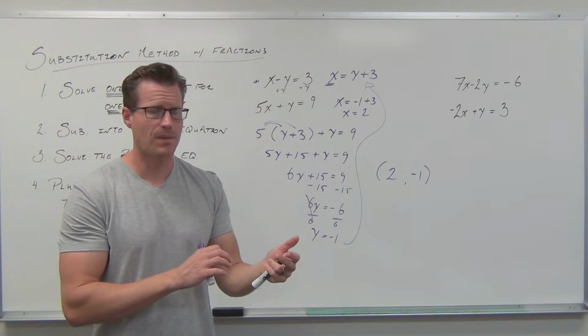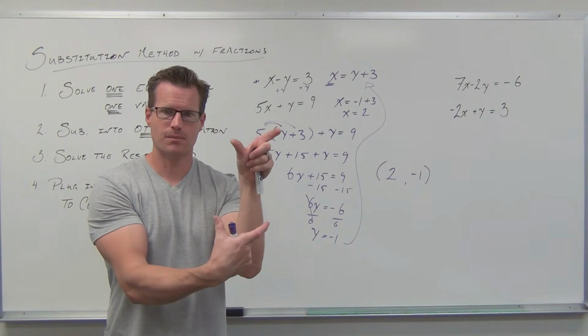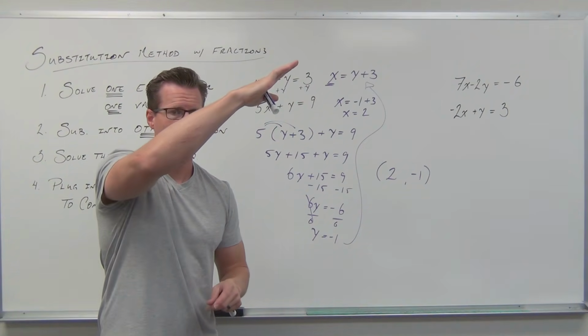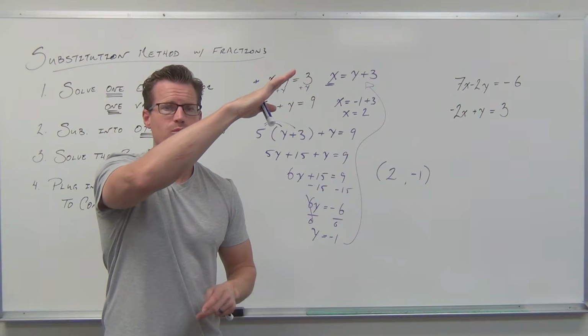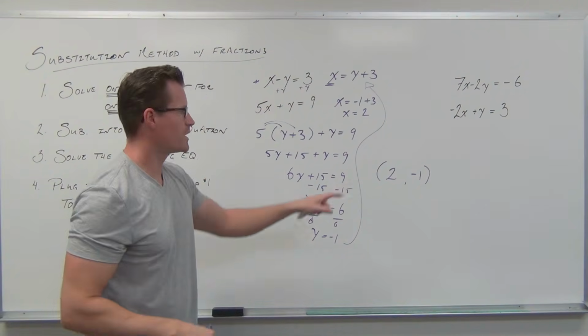We explored this before, how you can have a point that works in one equation and not in the other one. For sure. I mean, there's a lot of points on a line going on forever. Well, almost all of those points, all but one, is not going to work in another equation. So we're going to make sure this works in both.